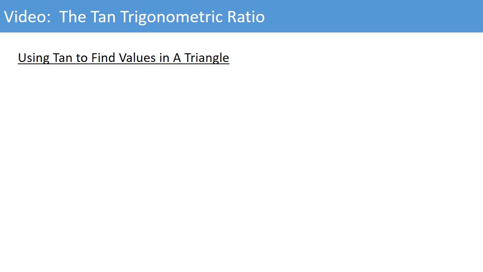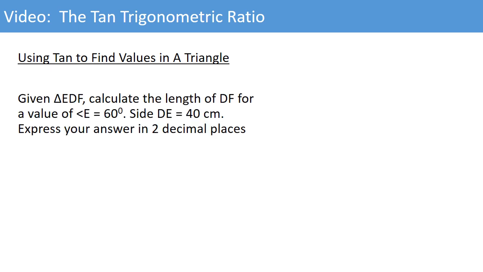Now, using tan, let's take a look at how to find values in a triangle. In triangle EDF, calculate the length of DF for a value of angle E equal to 60 degrees, and the length of side DE is 40 centimeters. Express your answer in 2 decimal places. Let's think about this.